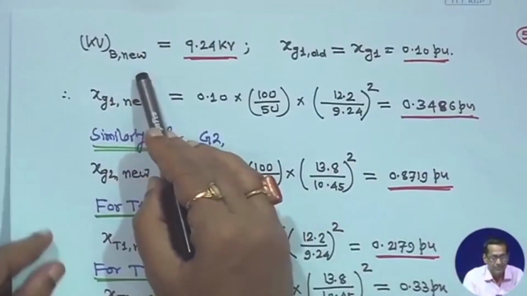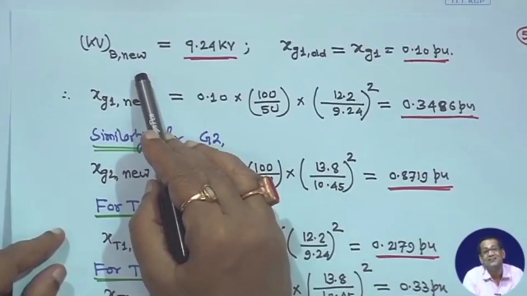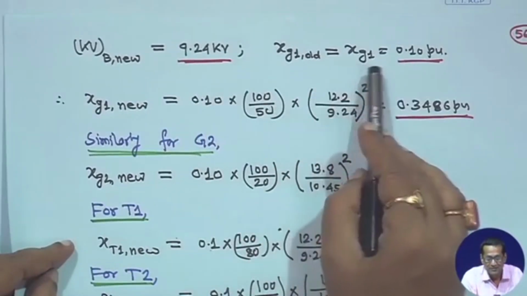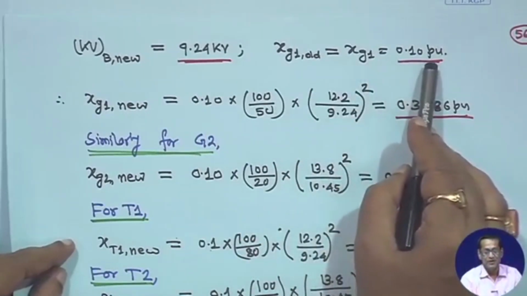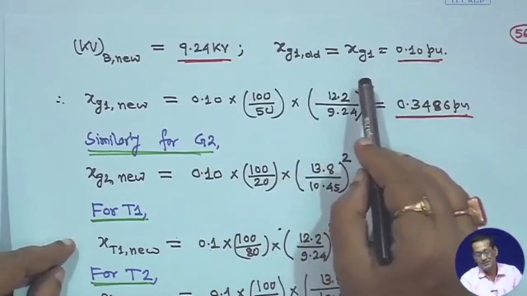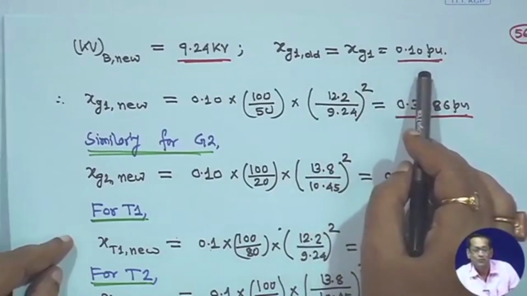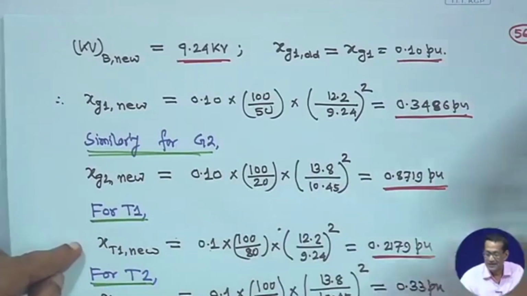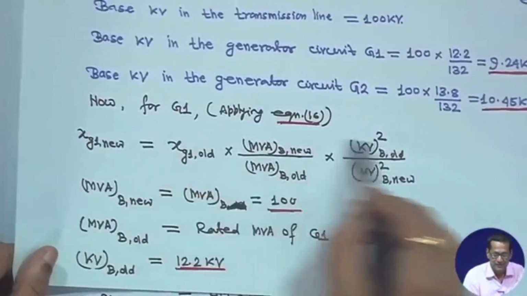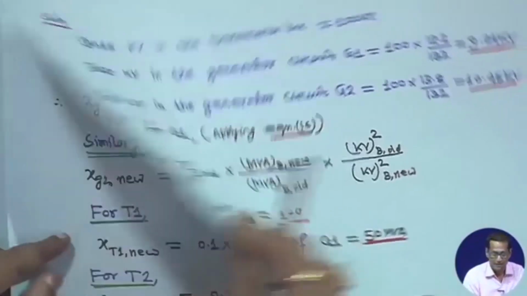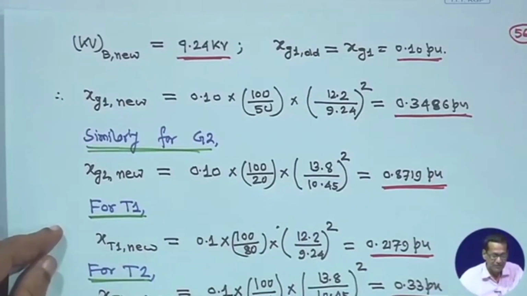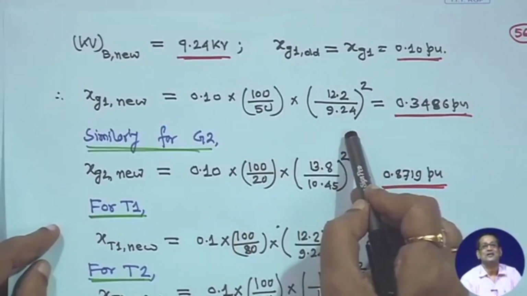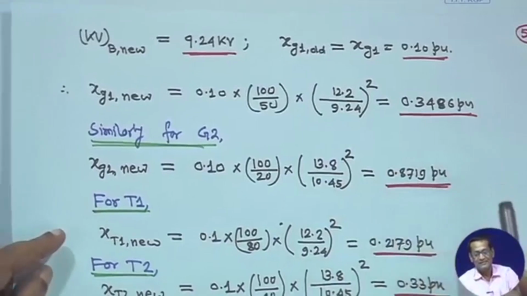Now I am rewriting this for your understanding only: kV base new is 9.24 kV and xg1 old is equal to 0.10 per unit. xg1 old means whatever reactance of the generator is given, that is the old value. Now, xg1 new, applying equation 16, will be 0.1 into 100 by 50 into whatever data you substitute here, and you will get 0.3486 per unit.